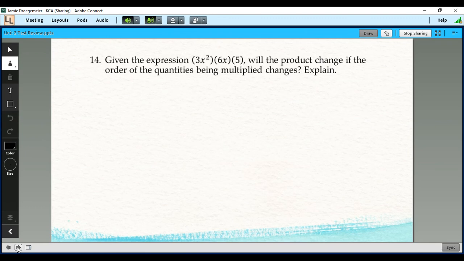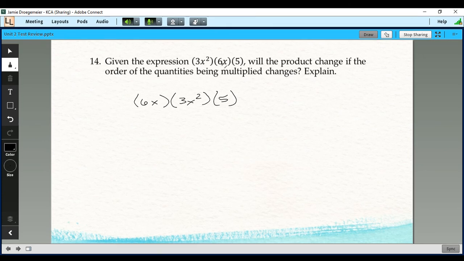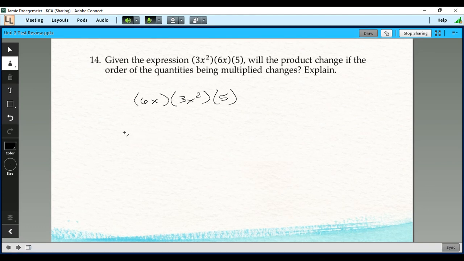All right, our next one here, we have this expression 3x squared times 6x times 5. Will the product change if the order of the quantities being multiplied changes? So what they're saying here is, am I going to get a different product or a different result if I change the order? So what if I did 6x times 3x squared times 5, for example? Would that give me a different product or a different solution than if they were done in this order? And so our answer here would be no, it's not going to change the product.